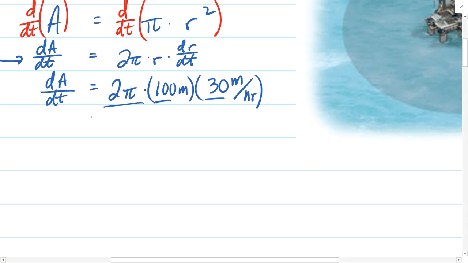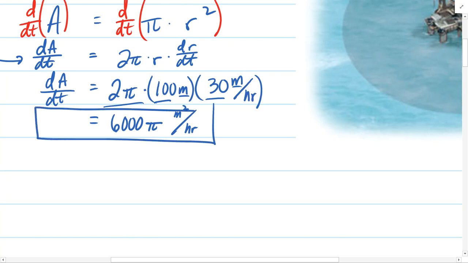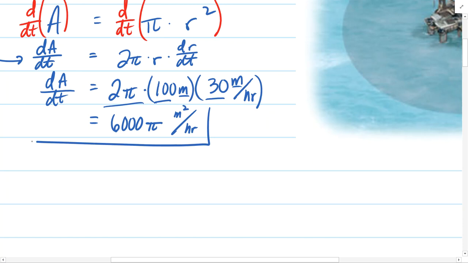Now if this question showed up on a no calculator portion of the test, I would expect you to multiply this together without the calculator. 2 pi times 100 is 200 pi. 200 pi times 30, I believe that's going to be 6,000 pi. Now let's think about our units here. We've got a meter times another meter, that would be meters squared, and hour in the denominator. The area of this oil slick is increasing by 600 pi meters squared per hour. That's quite a large area, roughly 18,000 square meters per hour.